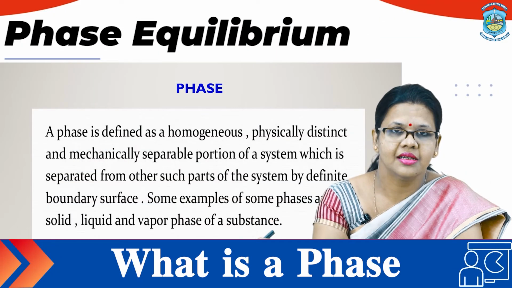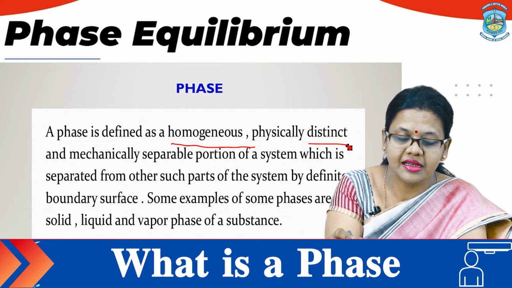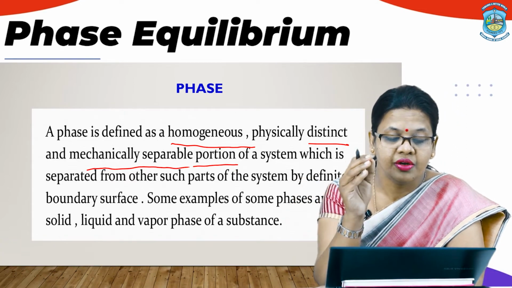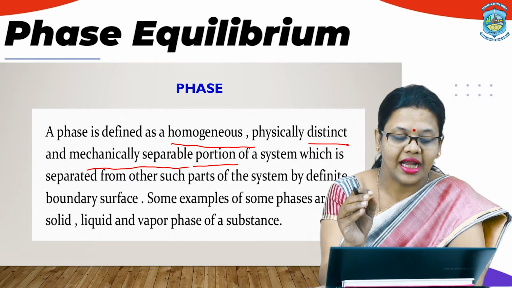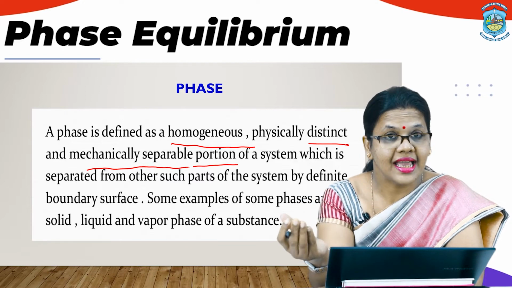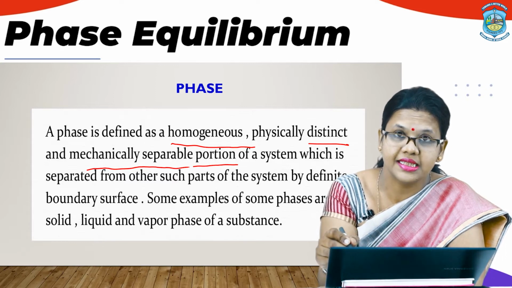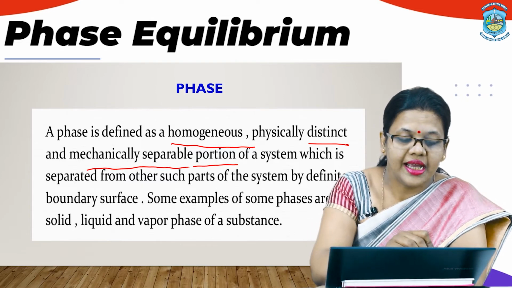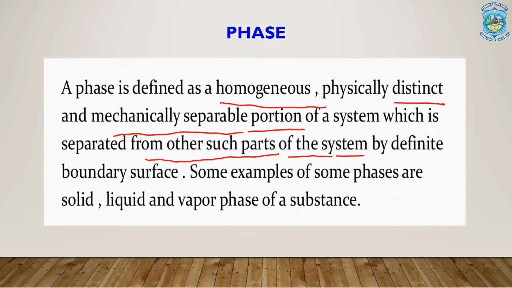What is phase? Phase, if we define, is a homogeneous and physically distinct, mechanically separable portion of a system, which can be separated from one another in such parts so that the system may be defined to have definite boundaries. Once again, phase is defined as a homogeneous, physically distinct and mechanically separable portion of a system which is separated from one another in a system with definite boundaries.